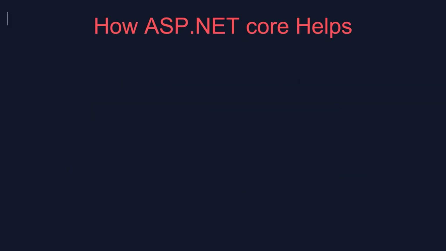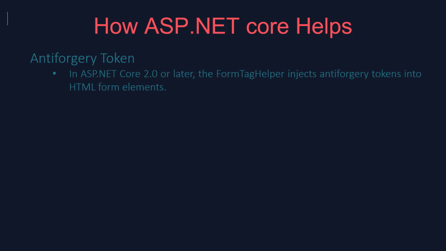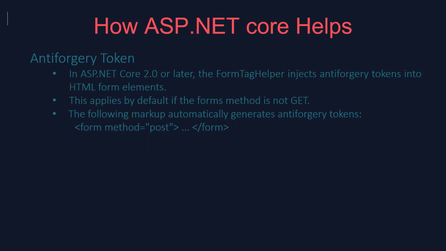Now that we have a basic understanding of what cross-site request forgery is, what does .NET Core provide to prevent this? Starting with ASP.NET Core 2, we have the AntiForgery token. So .NET Core 2 form tag helpers inject the AntiForgery token into the HTML element. This AntiForgery token is applied by default. If the form is not GET, the following markup will automatically generate an AntiForgery token. So if you just use the form tag helper with method HTTP post, it will automatically generate an anti-forgery token.